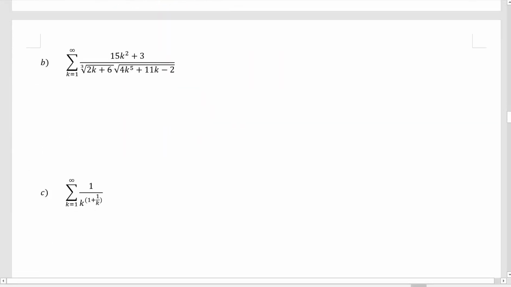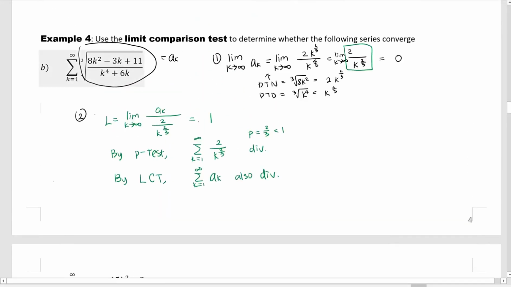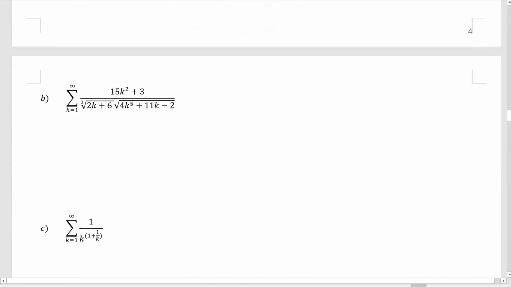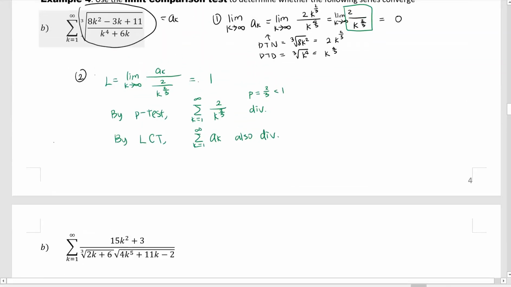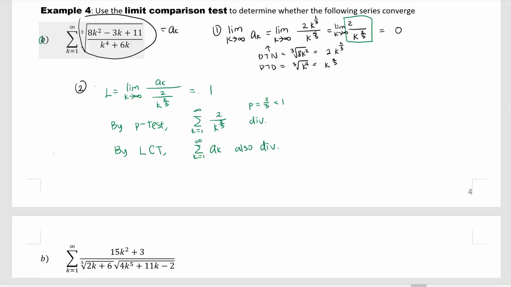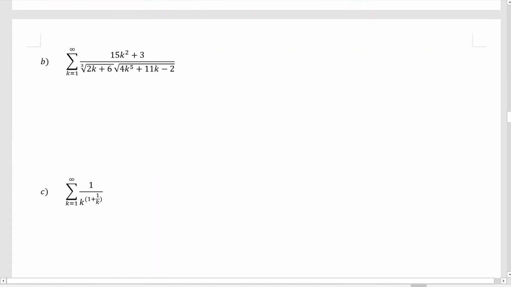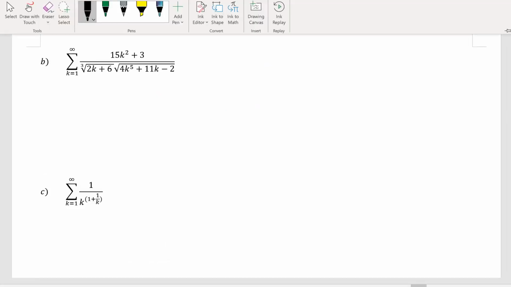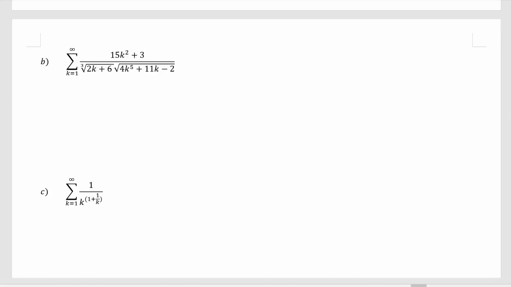Let's continue. Oh, I think this should be part A, and this is part B. So this is A, and that's B. Okay, so please pause here and try to work on this problem first. After you're done, you can continue to play the video and check our answers.